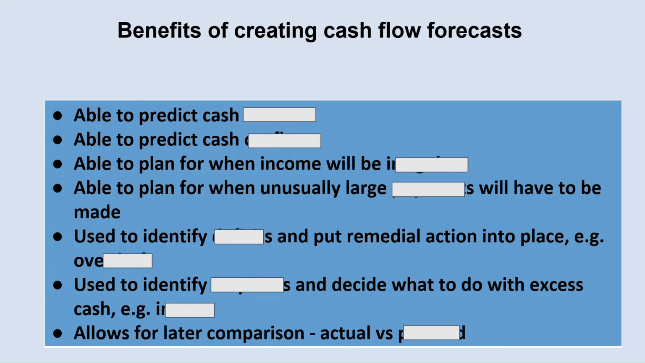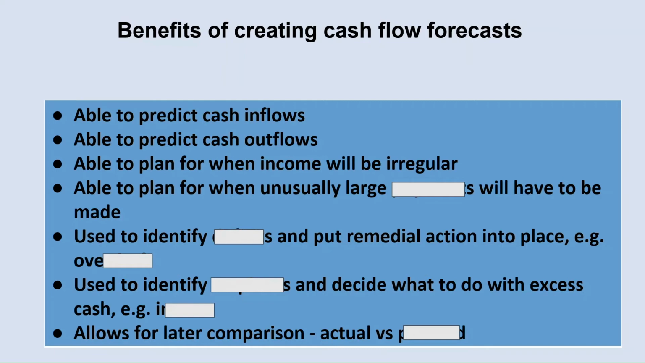So what are the benefits of creating these things called cash flow forecasts? Well, if we predict 3 to 6 months in the future, we can predict our cash inflows. We can also predict our cash outflows. This means that we're able to plan for when income will be irregular. Of course, if income is irregular, we can put things in place to plan for that, and we'll come on to how to deal with deficits later in the video.